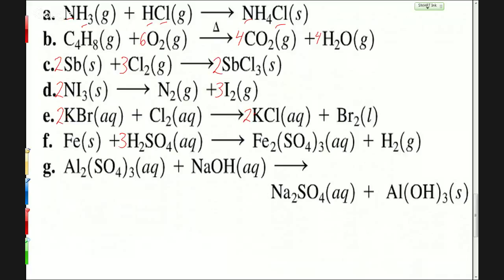That means 6 hydrogen on the left. I need 6 hydrogen on the right, so I put a 3 there. And then the only thing left unbalanced is the iron. There's 2 on the left, just 1 on the right, so I need to put a 2 there.